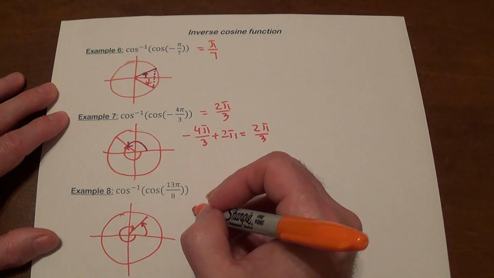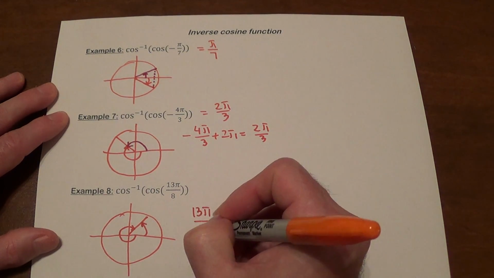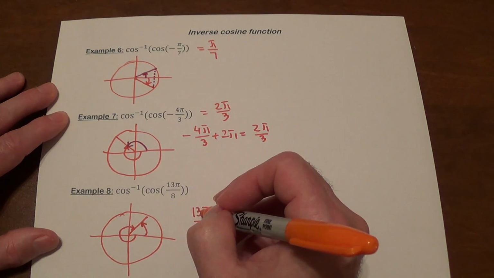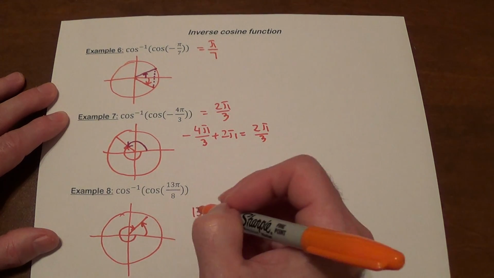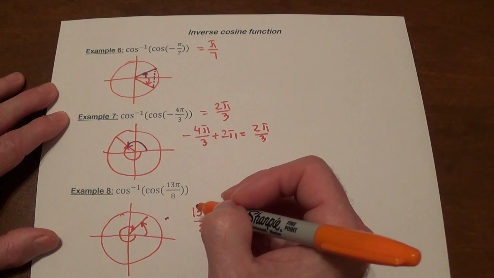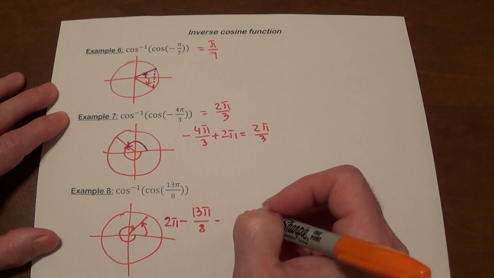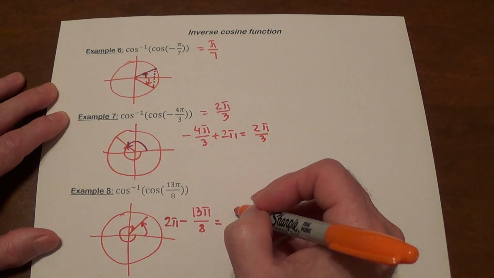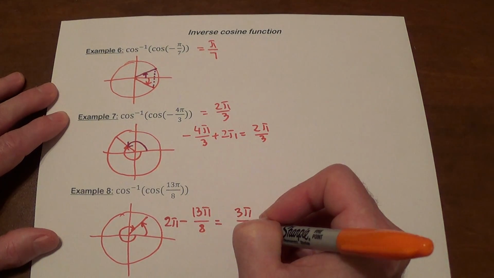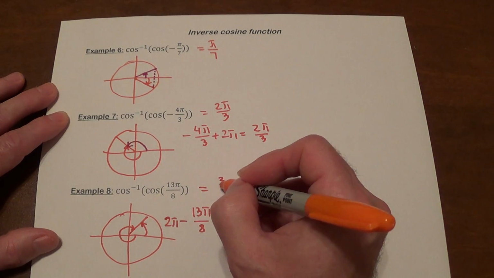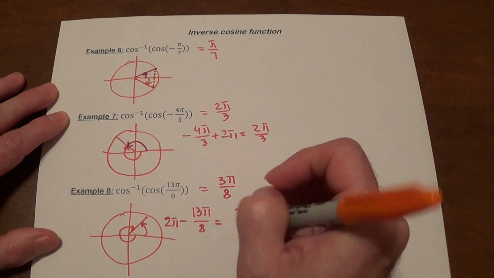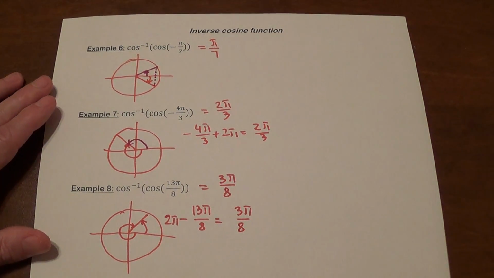So what we do is take 2 pi minus 13 pi over 8. It's going to give us 3 pi over 8. And the answer here is 3 pi over 8. Okay? Hope this was helpful.